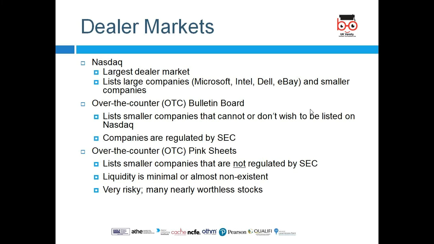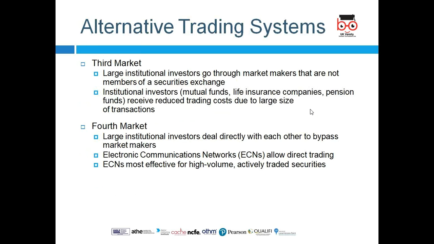Over the counter lists smaller companies that cannot or don't wish to be listed on the big exchanges. Over the counter, pink sheets, yes, listed small means they are not regulated by the security exchange. Liquidity is minimal and almost non-existent. Very risky, nearly like, as we said, junk bonds, yes. Alternative trading systems: third market and fourth market. What is meant by third market?